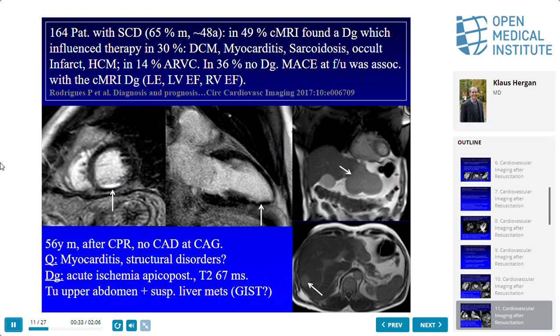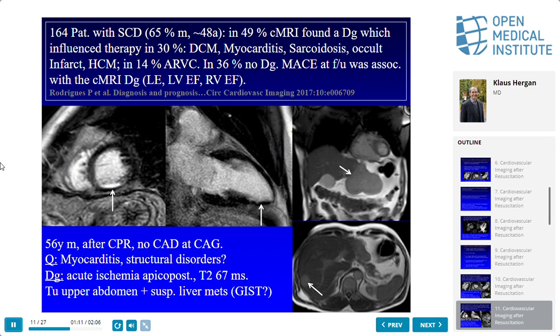And the interesting point is in those patients who survived the sudden cardiac death, it was very often associated with a major adverse cardiac event in the follow-up of those patients. So they usually can get another event when they survive that. And this is associated with findings you can find out with the cardiac MRI, like late enhancement or ejection fraction of the right and left ventricle.